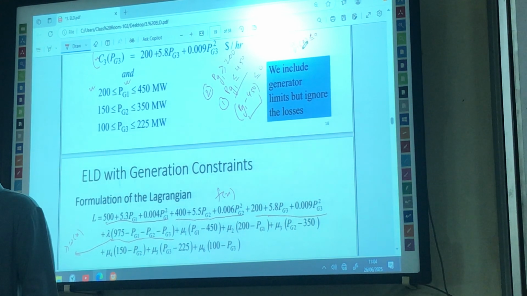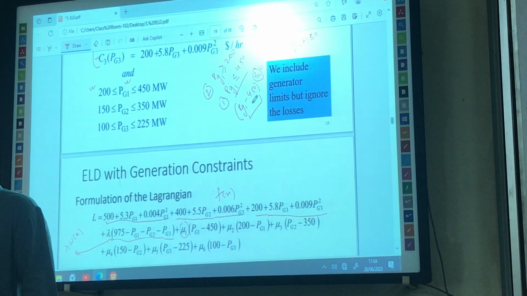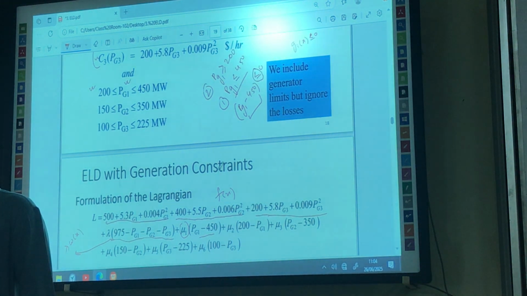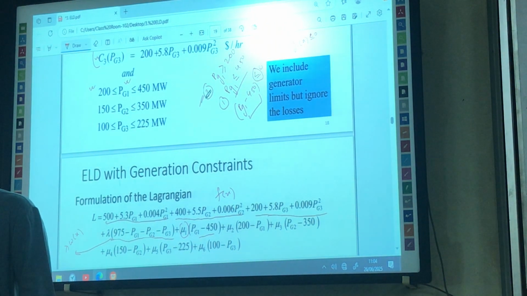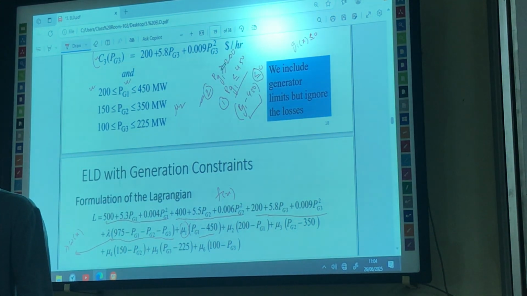Have you understood this thing? We have to use this term, and this symbol is less than or equal to. That's why, look, the first one, this is the mu1, and what is the g1 of x? Pg1 minus 450. Now look at the second one. This is the second one, right? Here will be mu2 multiplied by g2 of x. So what will be the g2 of x?